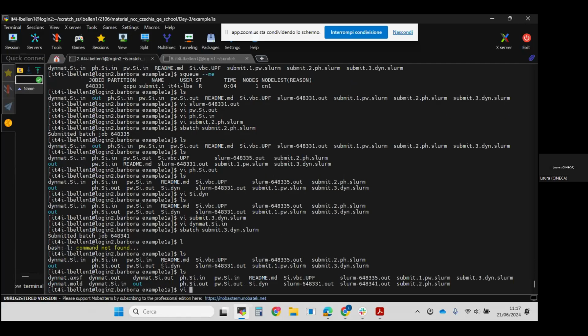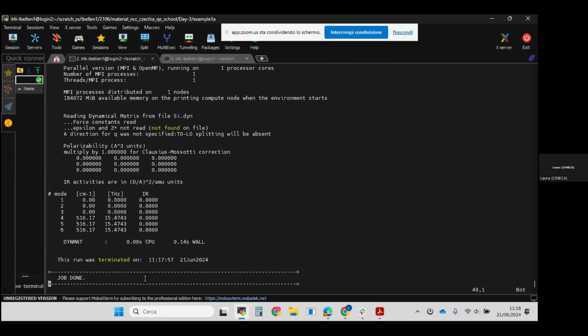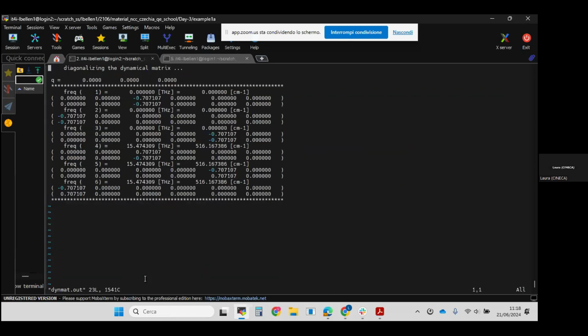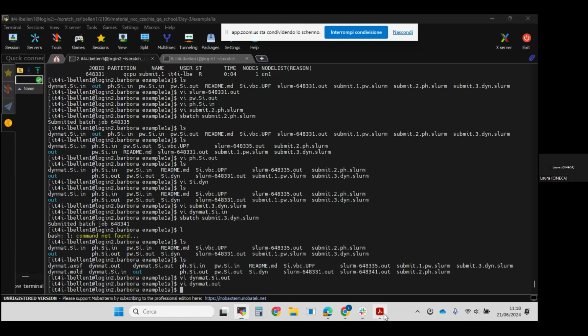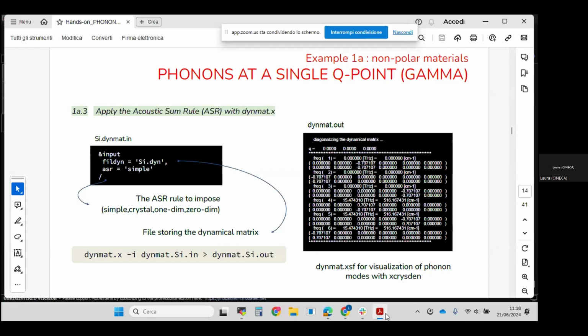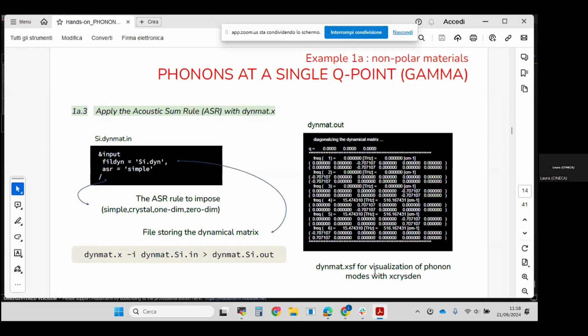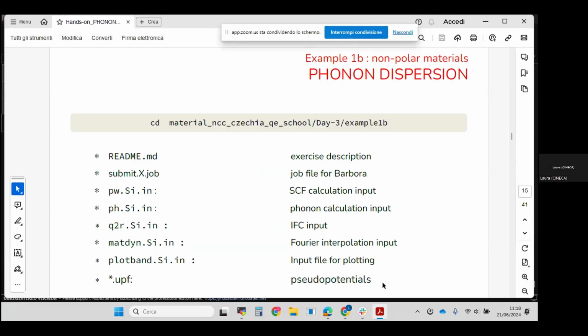okay, we see this calculation is very fast. It should take less than 1 second. And now, if we look at the file dynmat.out, we see that the frequencies are corrected with the acoustic sum rule imposed. In addition to dynmat.out, you can also find a dynmat.axsf if you want to visualize the phonon modes with XCrySDen. So now I will leave you 10 minutes to repeat this example, and then we will see how to compute phonon dispersion for a nonpolar material.